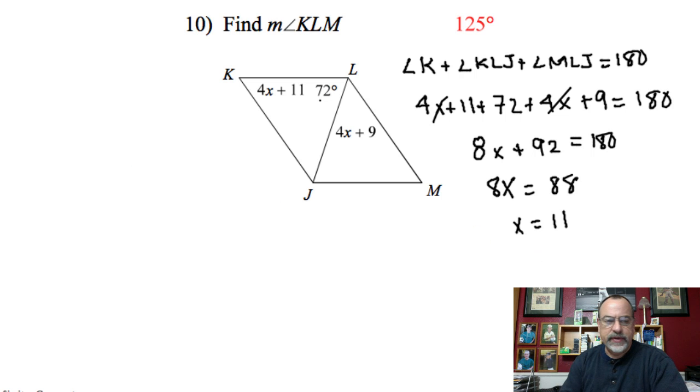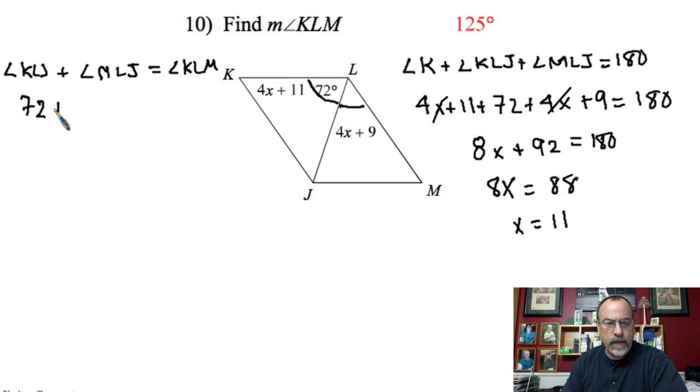Now that we know what x is, we can go back and see how that helps us figure out the measure of angle KLM. KLM now is going to have to be made up of this angle here, which is angle KLJ, and I'm going to have to add it to this angle here, which is angle MLJ, and together those will equal angle KLM, which is what I'm looking for. So let's substitute in what we know then. KLJ is 72, MLJ is 4x plus 9, and together that's going to give me KLM. Come on, having trouble writing here.